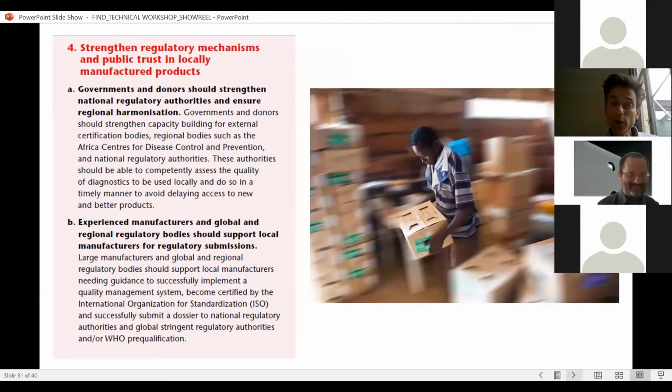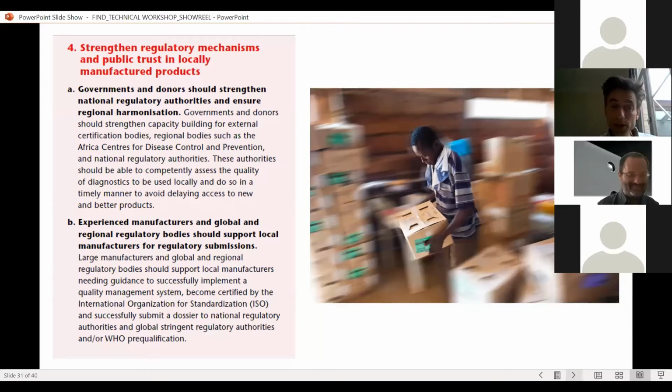Then another bucket of recommendations is about strengthening the regulatory mechanisms, because it's really key that diagnostics are quality assured. And this is not only to ensure quality of clinical care, but it's also to build trust in products if they are quality assured. So a recommendation is that governments and donors should strengthen national regulatory authorities, but also ensure regional harmonizations. And in terms of the latter, for instance, the African Medicines Agency, the AMA, that is now setting up and hopefully will be ratified by sufficient number of countries, could be an important mechanism on the African continent.